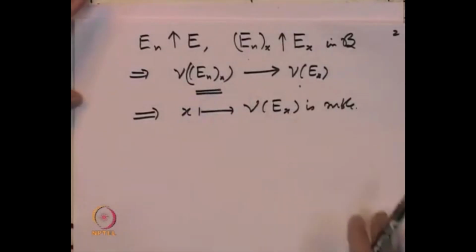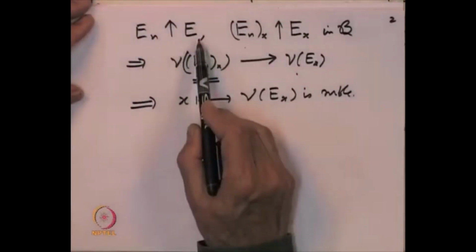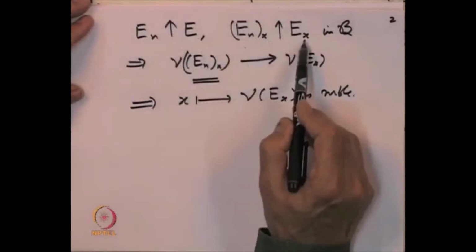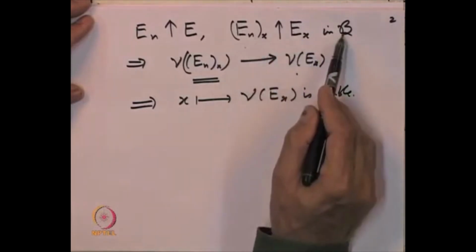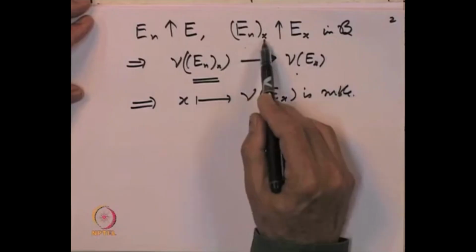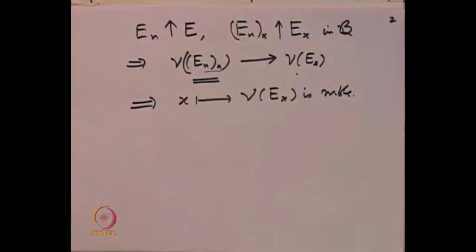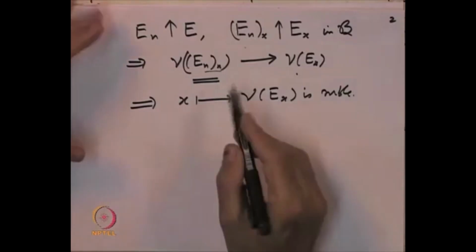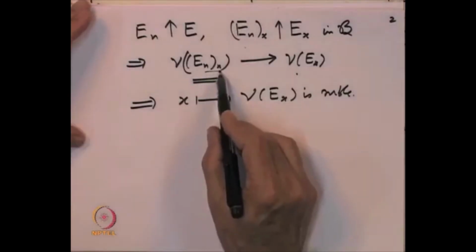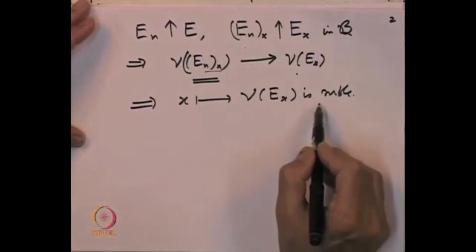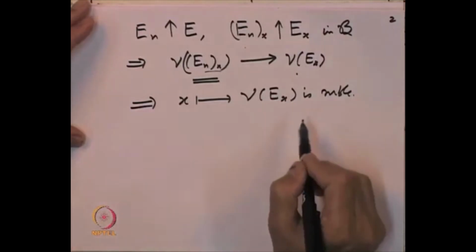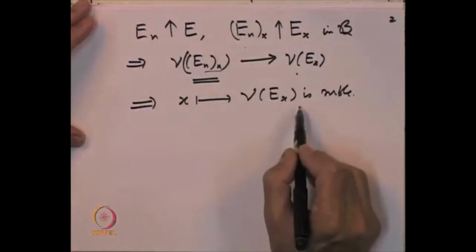And that comes from the fact that E n is increasing to E. So, the sections E n x increase to the section E x, and that means in the sigma algebra B, and nu being a measure, nu of E n x must converge to nu of E x, and each one of them being measurable because it is in the collection P. So, each is a measurable function. So, limit of measurable functions is measurable. So, that proves one part, that x going to nu of E x is measurable.